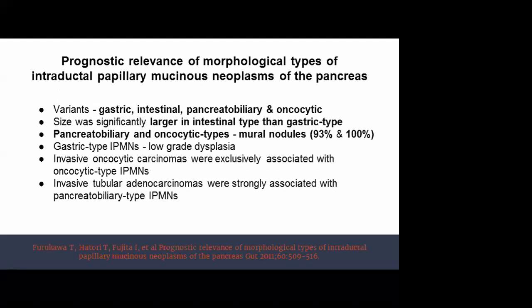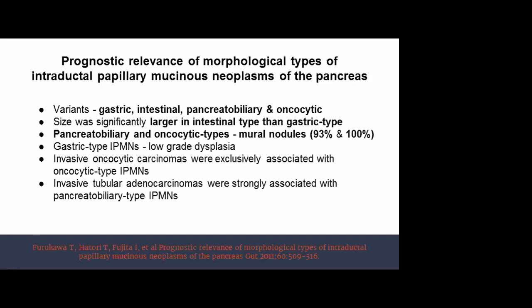Coming to the prognostic relevance of these morphological types of intraductal papillary mucinous neoplasms, as I already mentioned, there are four variants, and size was significantly larger in case of intestinal type compared to the gastric type. And the pancreatobiliary and oncocytic types typically produce the mural nodules, which are seen in 93% and 100% of the cases respectively. The gastric type IPMN is typically associated with a low-grade dysplasia, and the chances of progression to malignancy are also relatively less, as we already saw. And the invasive oncocytic carcinomas are exclusively associated with the oncocytic type of IPMNs.